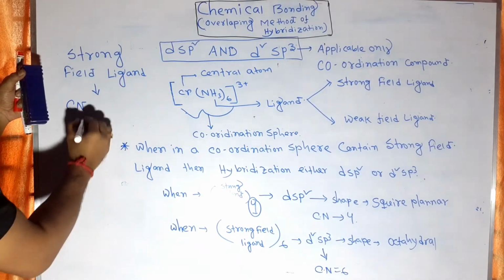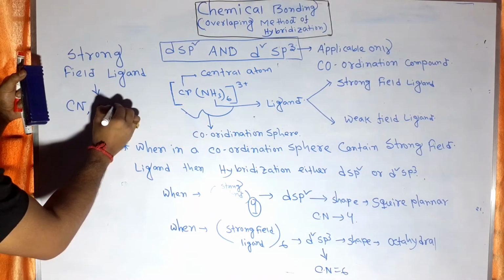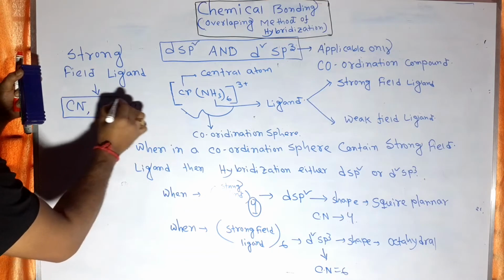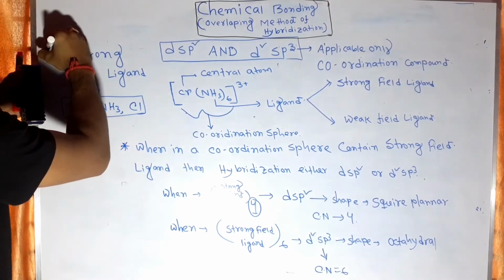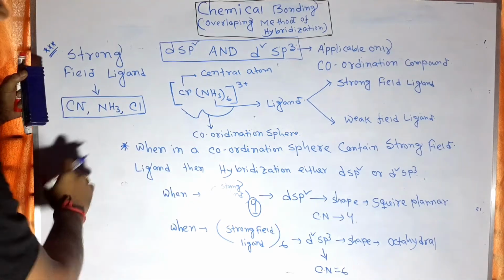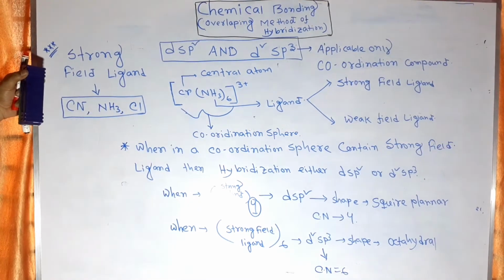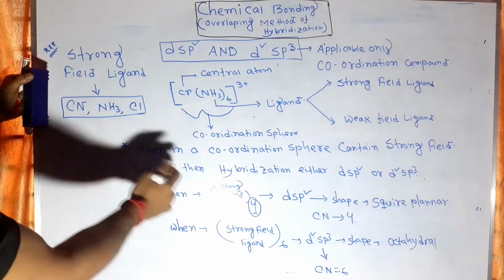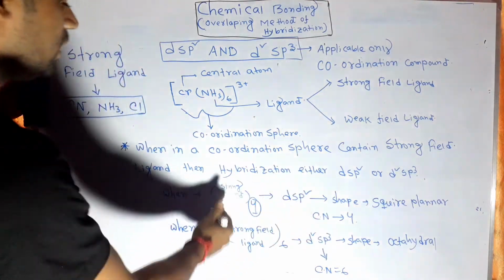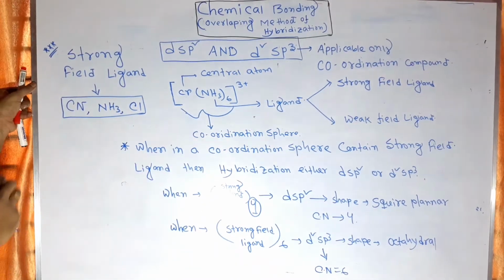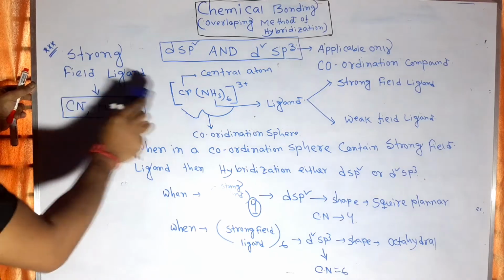Cyanide group CN, NH3, and Cl. These are strong field ligands. You must remember these examples of strong field ligands. Most ligands are weak field, but these three are the most strong field ligands, and they are applicable for dsp2 or d2sp3 hybridization according to their condition. So we are given an example compound.